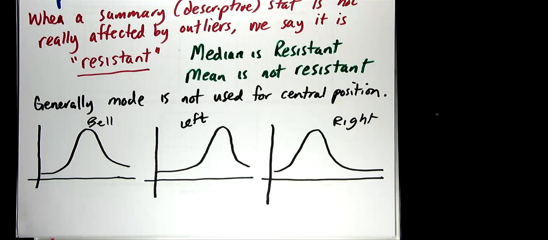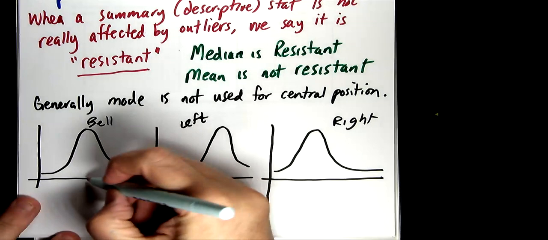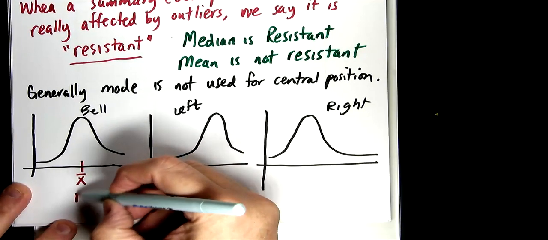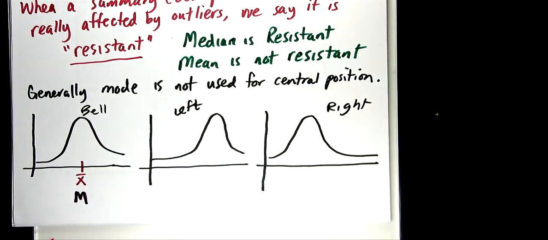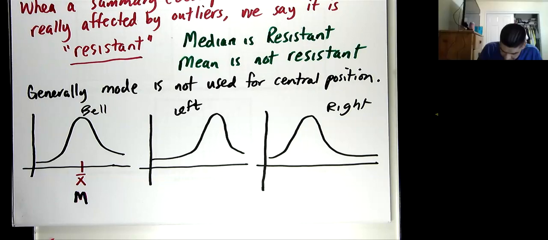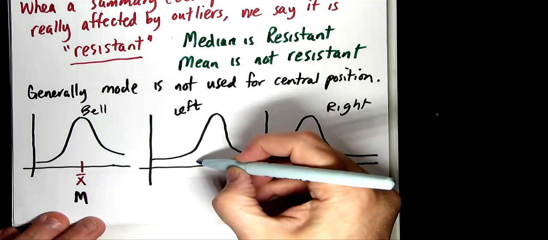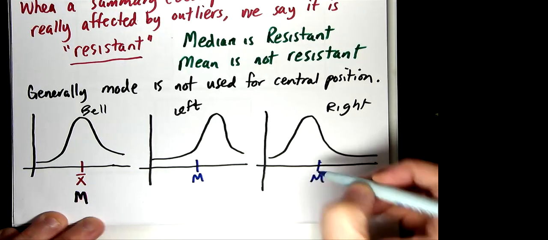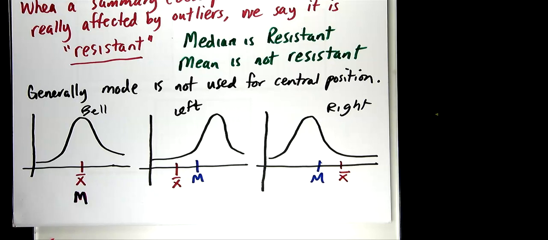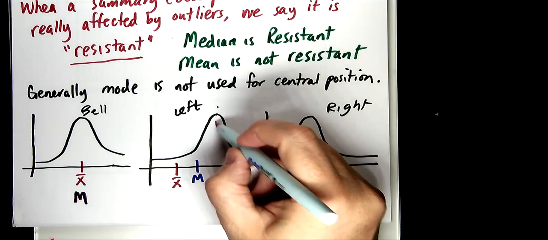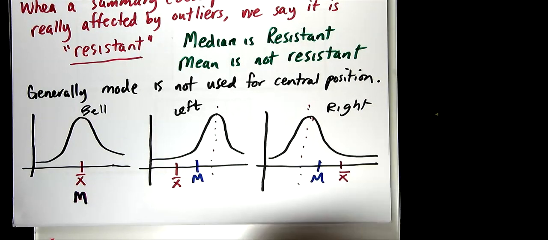All right, so for the bell curve, the mean and the median are in the same spot. Maybe I'll do median in blue and mean in red. Now, the median tends to be closer to the hump on both of the skewed graphs than the mean. The mean tends to be further away from the hump. So if the hump is here, the median is closer to the hump.